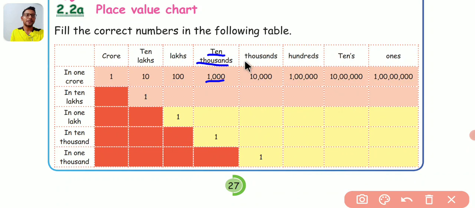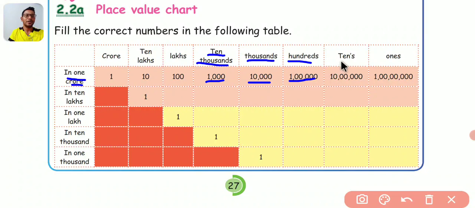Next one, how many thousands in 1 crore? That is the question. There are 10,000 thousands in 1 crore, okay? Next one, how many hundreds in 1 crore? There are 1 lakh hundreds in 1 crore. Yes, there are 1 lakh hundreds in 1 crore.